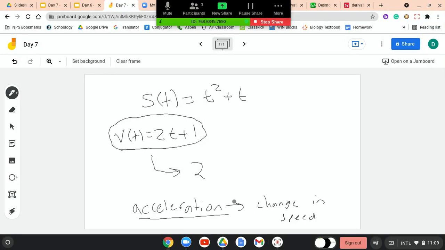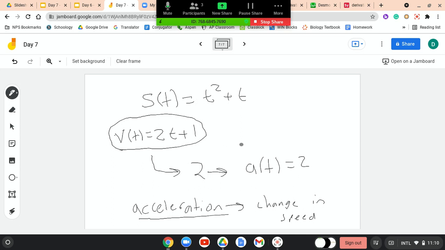Do you see how if I took the derivative of this velocity function, the function I get, which is 2, would be my acceleration as a function of time? Because the rate of change of velocity is acceleration. Does that make sense?